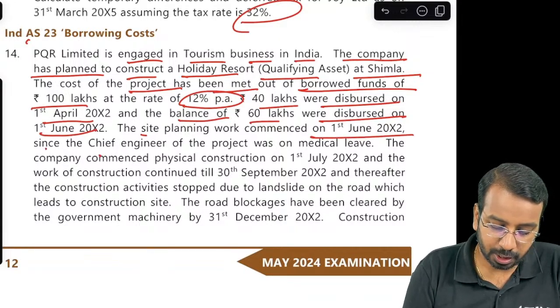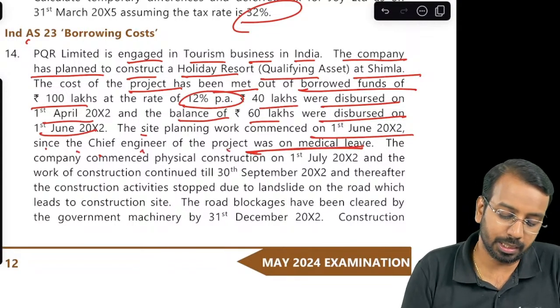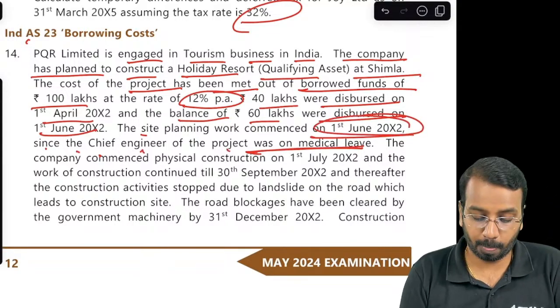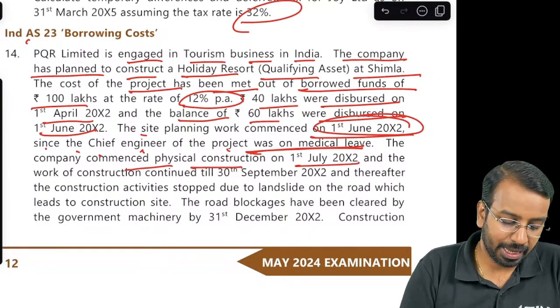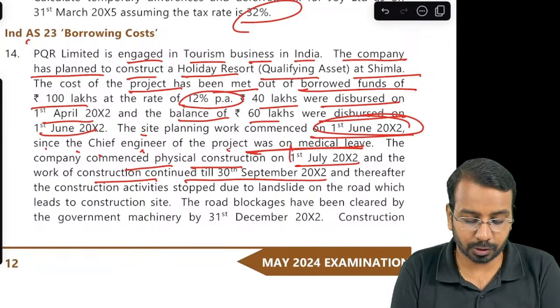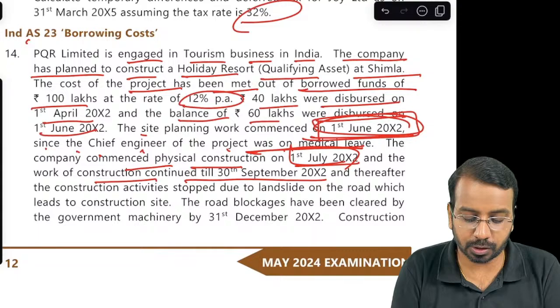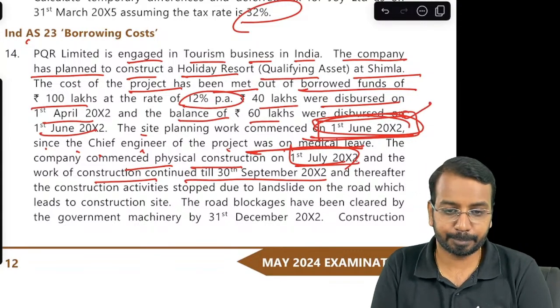Since the chief engineer of the project was on medical leave, actual work started on 1st of June. The company commenced physical construction on 1st of July, and the work of construction continued till 30th September. So when did they start construction? 1st of July. But work actually started on 1st of June. So this becomes our effective date for capitalization, right?